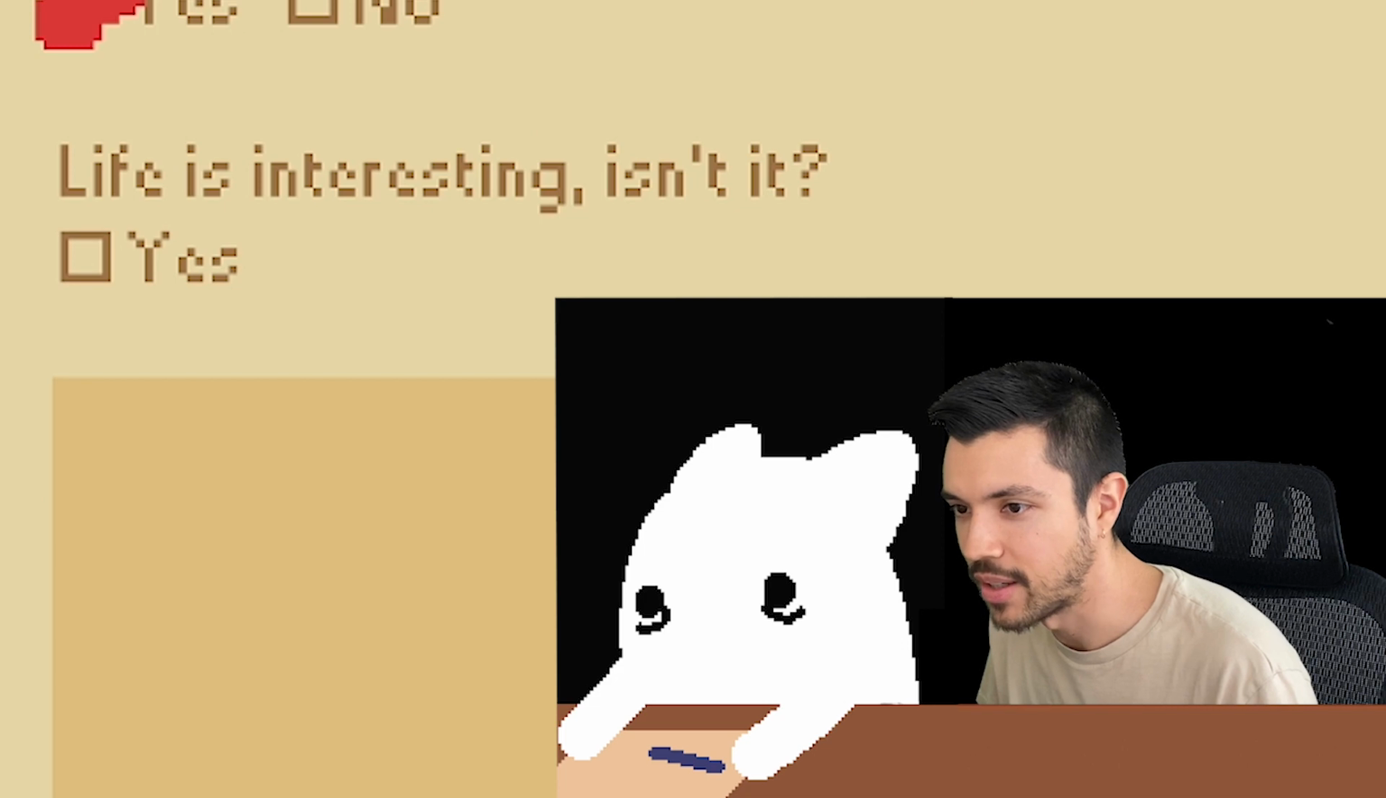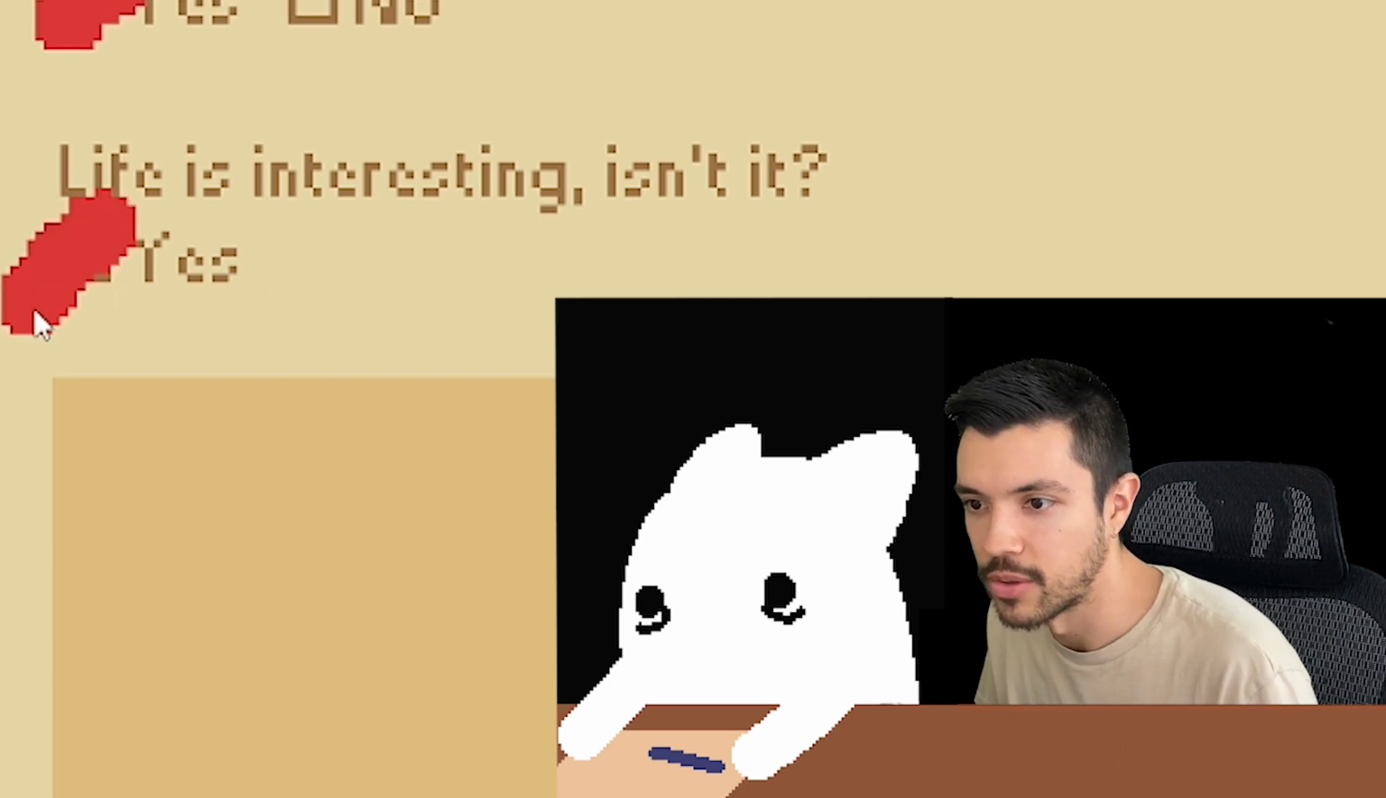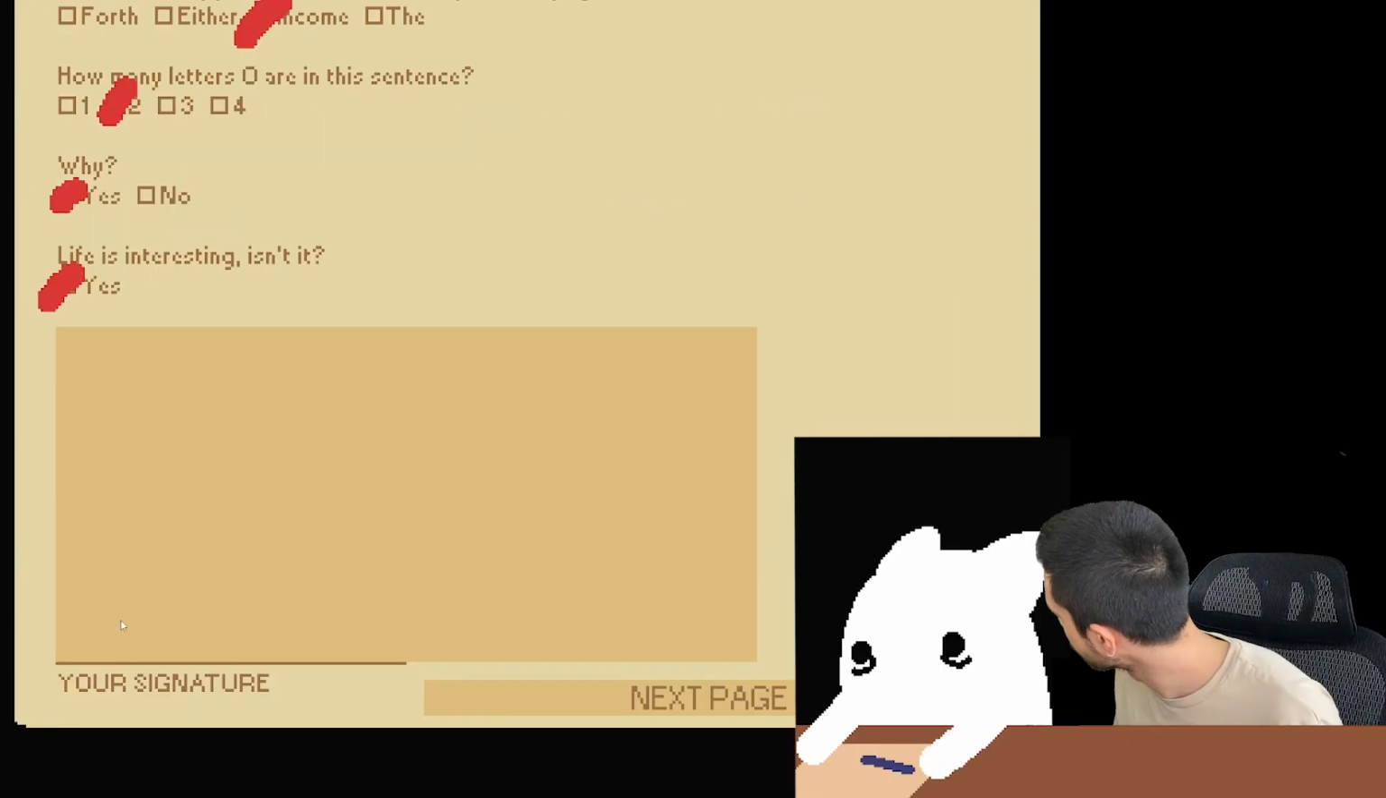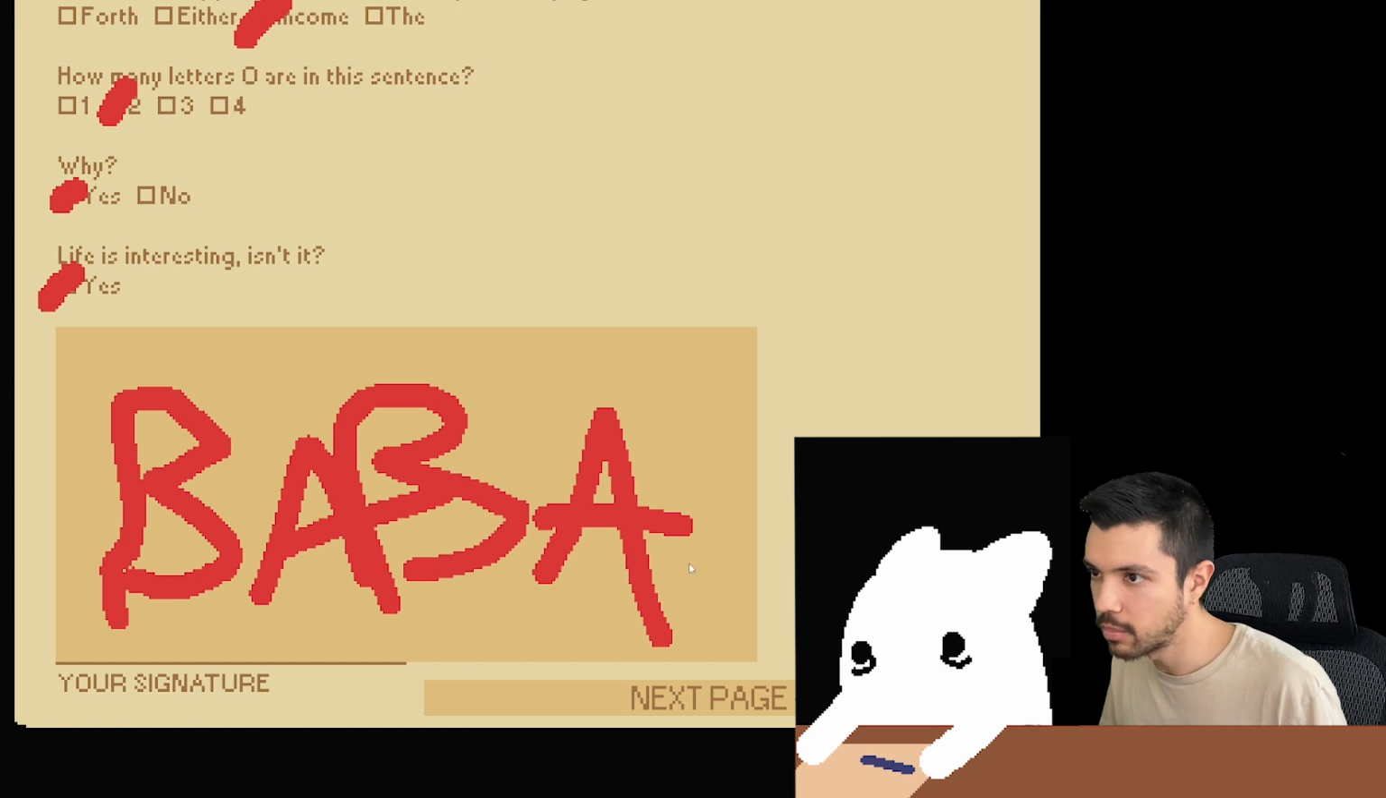Life is interesting, isn't it? Well, really, here we only have one option, so I think we have to choose yes on this one. And then your signature again. Baba, here, I'll let you write it in this time. Okay, that's pretty good. That's pretty good. All right, next page. I think we're getting close to finishing.